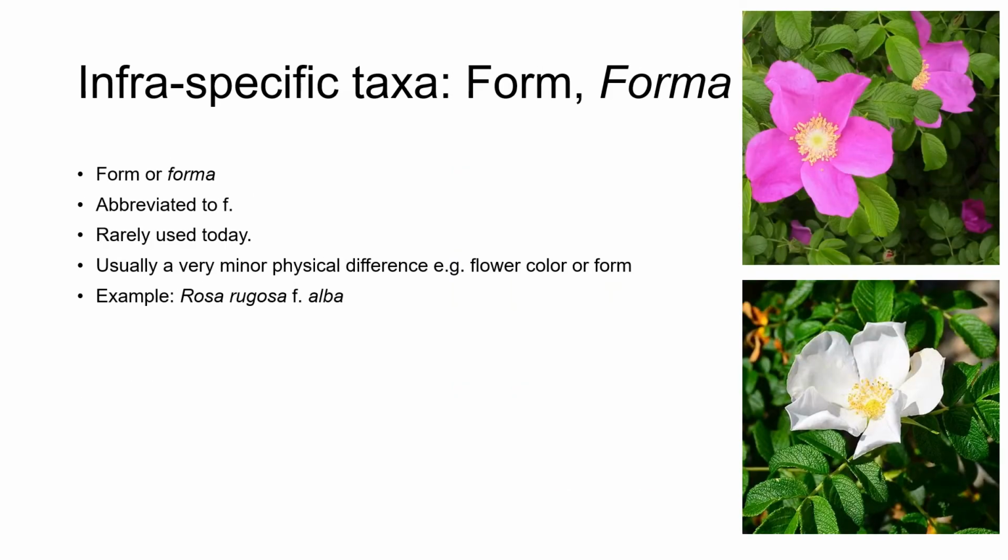And lastly, there's form, or the Latin word forma, which tends not to be used very often these days. When it is used, it's applied to plants within a species that have very small, relatively minor physical differences, perhaps a variation in flower color, leaf size, or leaf color. When we're writing it, the form is usually abbreviated to a lowercase letter f with a period after it. For example, Rosa rugosa f. alba, which is the name for a white flowering form of the usually pink flowering Rosa rugosa.